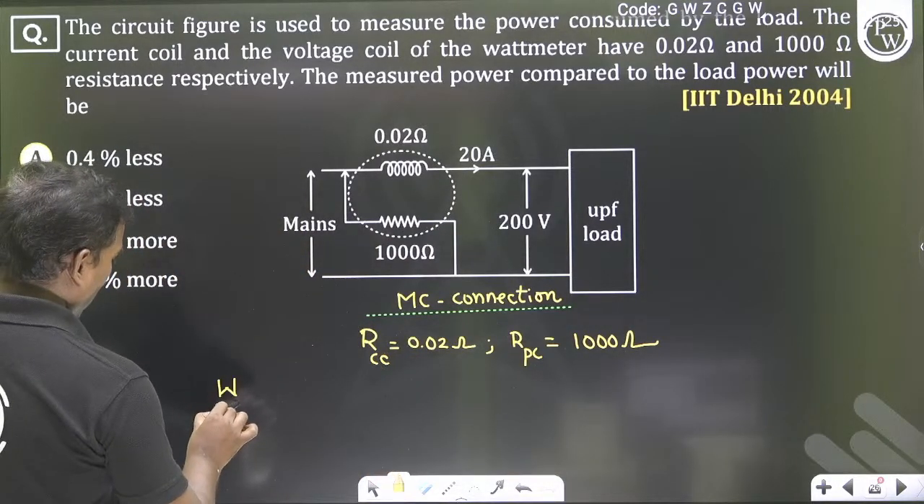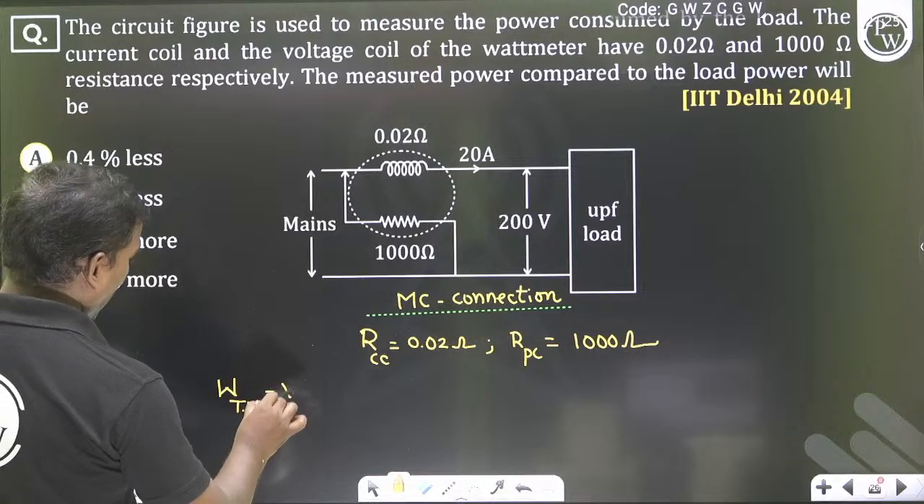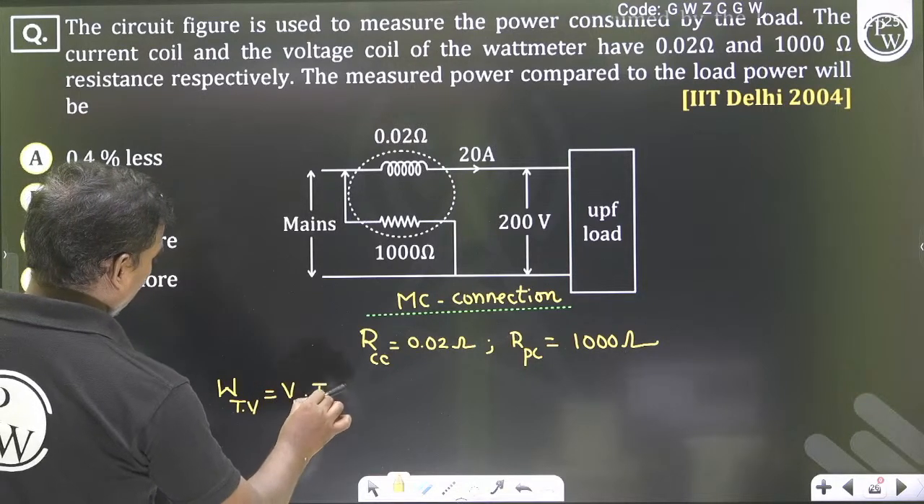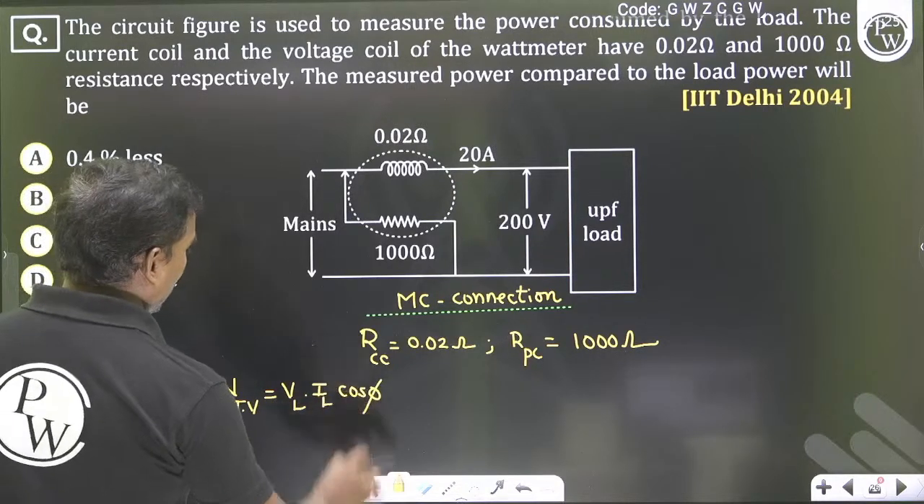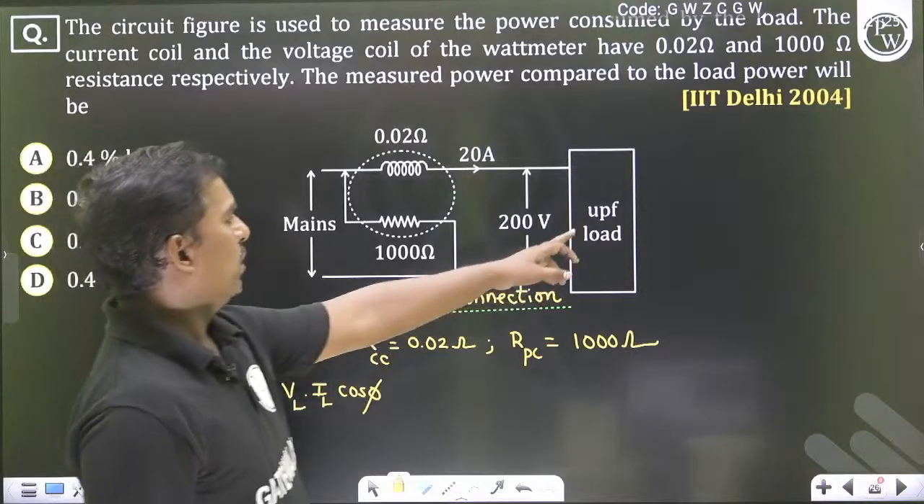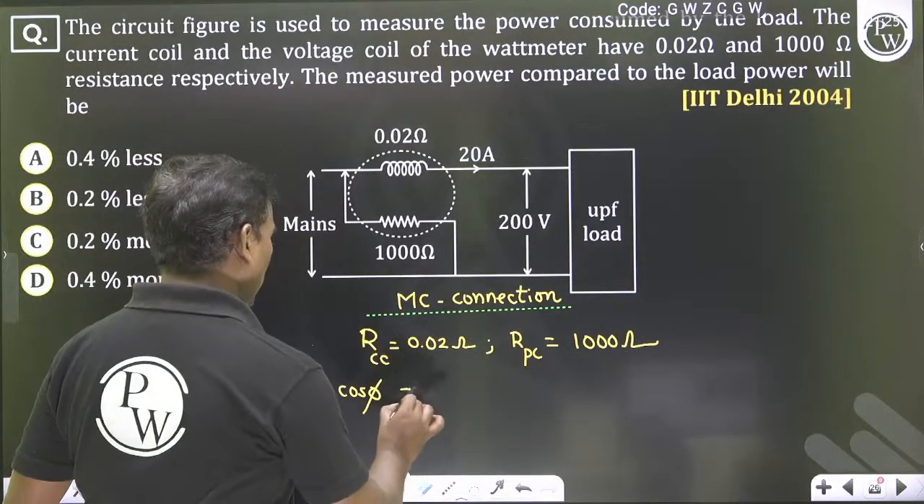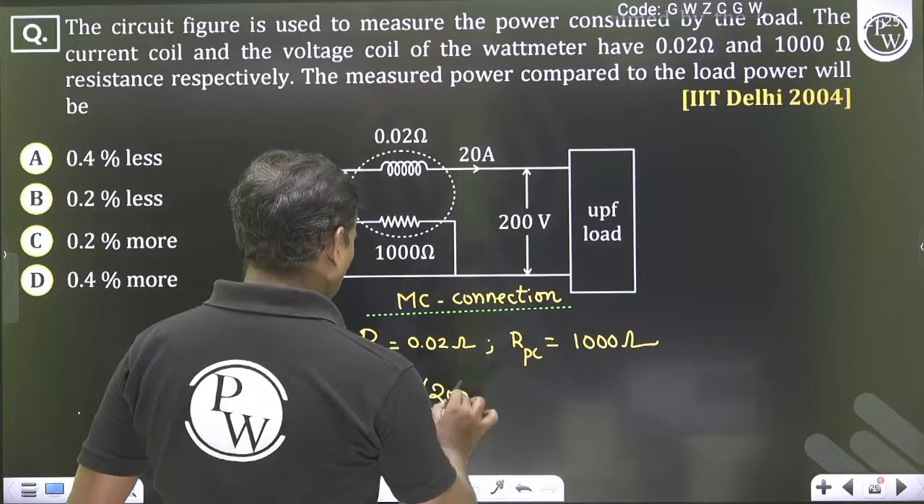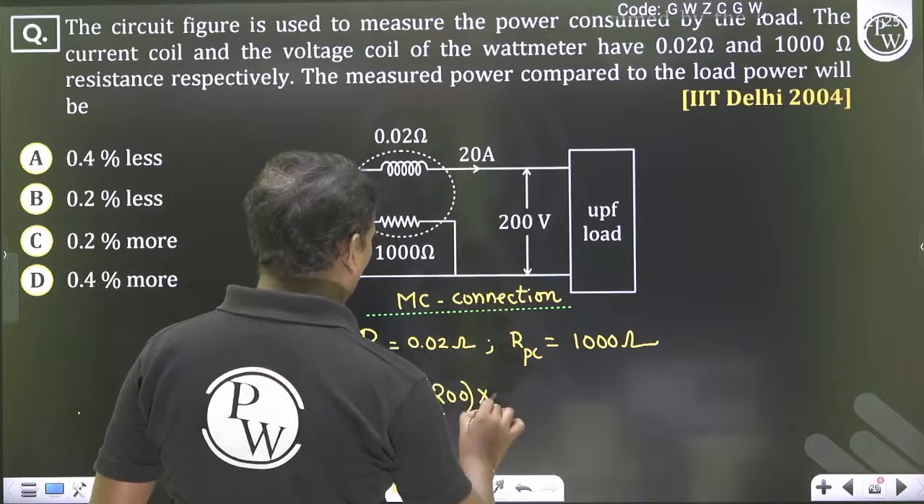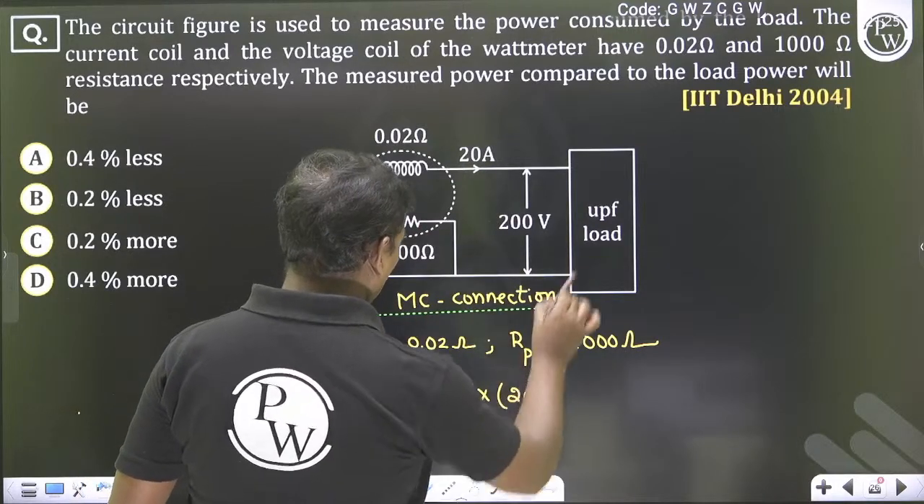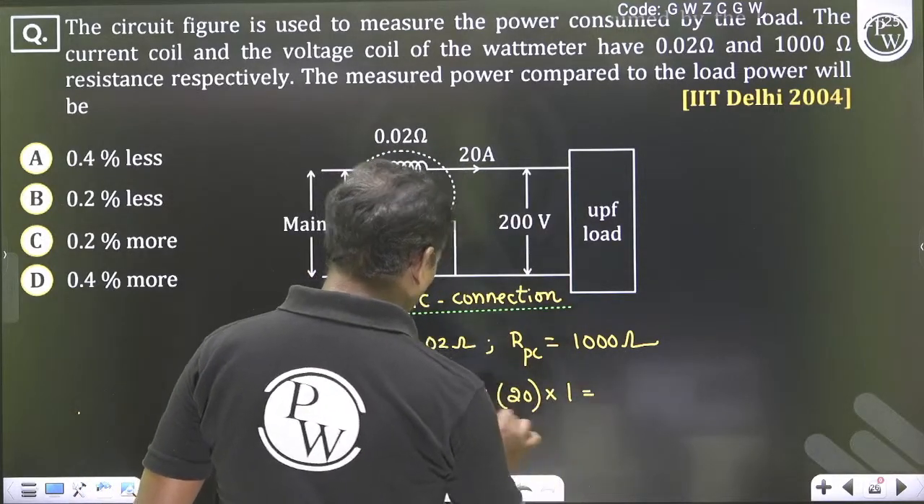So true value first लिखो, ऐसा कर दो. True value is equal to VL IL cos phi. Okay, unity power factor दिया है. So VL is equal to 200 volts. Current passing through the load is nothing but 20 amperes. Unity power factor means 1. So it is coming as 4000 watts.